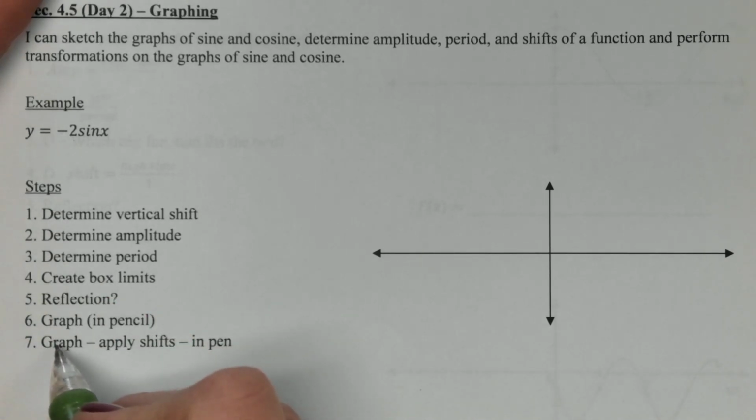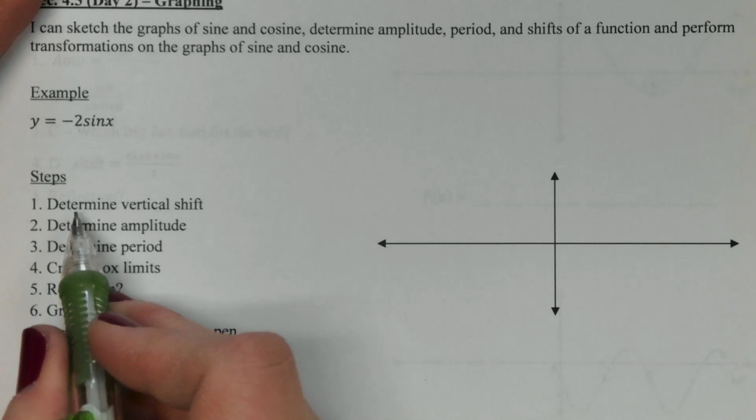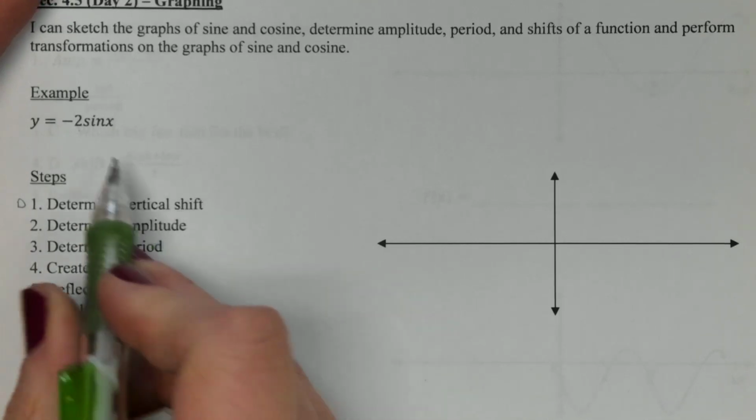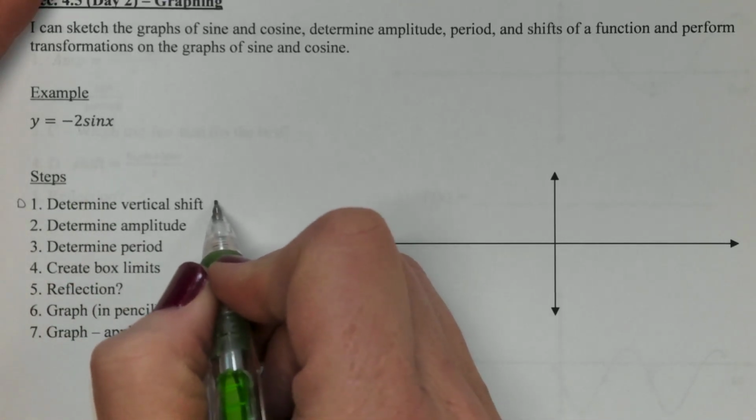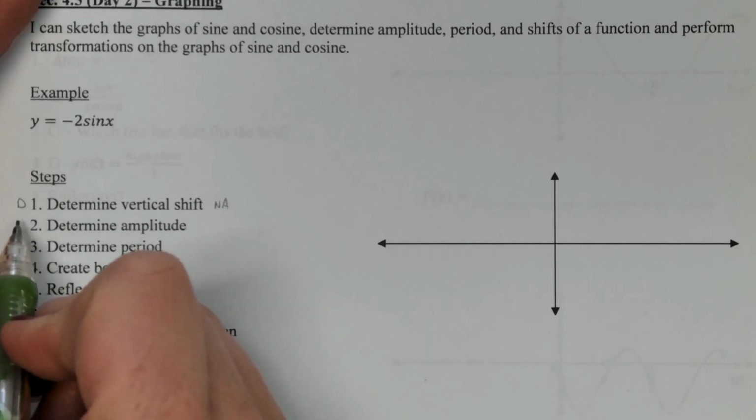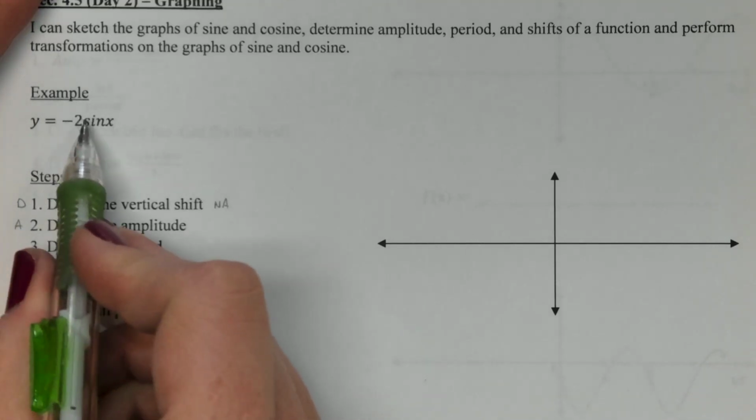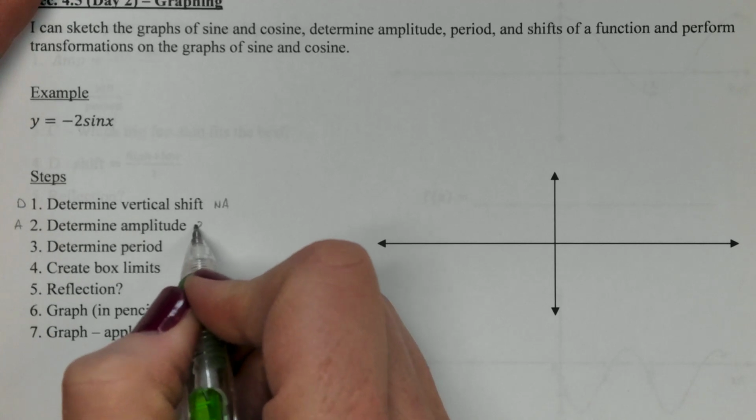This is the order that I always teach kids to graph them in. First you want to determine your vertical shift, if you have any. We don't in this problem, so for us, it's going to be an NA. Amplitude is next, so that's your A, and that's what's found right in front of your trig function. So for us, that's a 2.